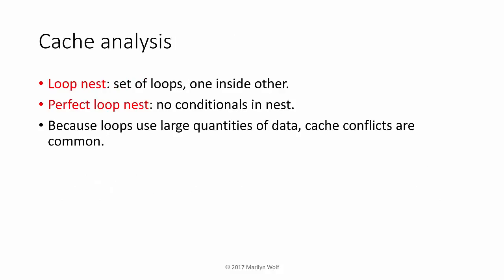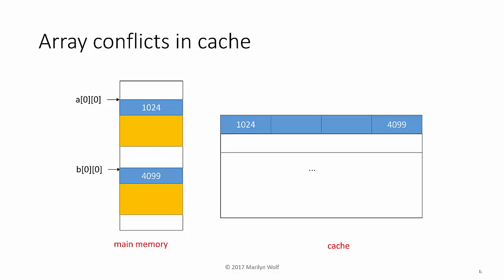iteration. A loop nest, as we saw, is a set of loops, one inside the other. If we don't have any conditionals inside the nest, we call it a perfect loop nest. Loop nests are more complicated to analyze, and one of the aspects of analysis that becomes more complex is cache behavior. Because loops use large quantities of data, cache conflicts are common and important to understand. Because arrays are often large, we can find cache conflicts that may not be obvious.